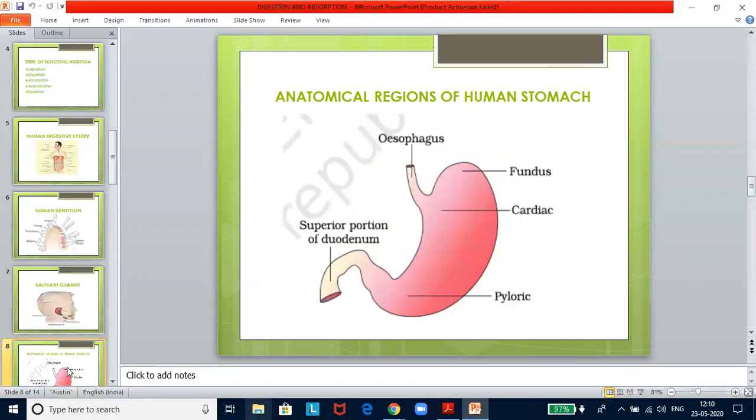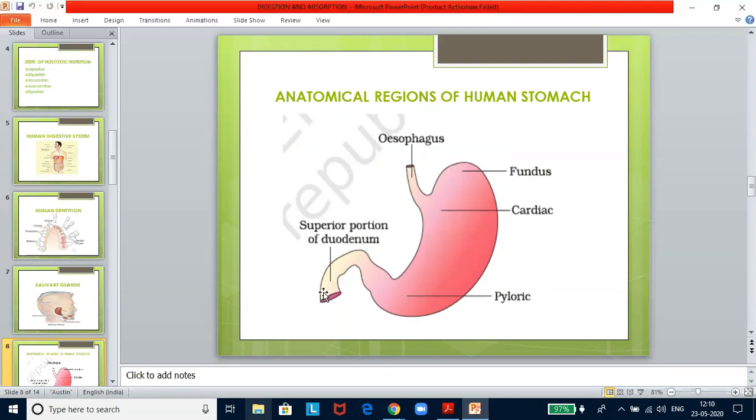Now let us look into the stomach. The stomach is a large, distensible, C-shaped, sac-like structure which is located on the left side in the upper portion of the abdominal cavity. The upper part is called the fundus, the middle part is the body, and the lower part is the pylorus. The middle part is also known as the cardiac portion, and this is the pyloric region, and the pyloric region will open into the duodenum.